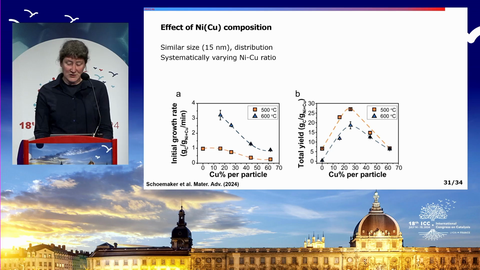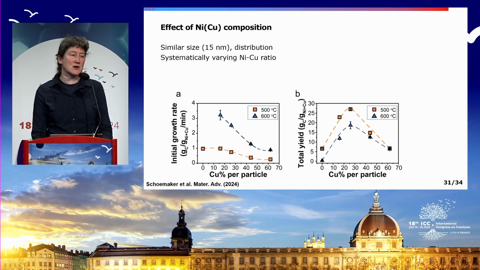Then I go to composition, so it's just 2 slides. We add some copper to the nickel. So they all have a similar size, but they have a varying composition in nickel and copper. And we saw that the initial growth rate is affected, so it actually goes down when you put in more copper. But also the total yield, so how much carbon you can grow at the end, goes up a lot if you add about 30% of copper.